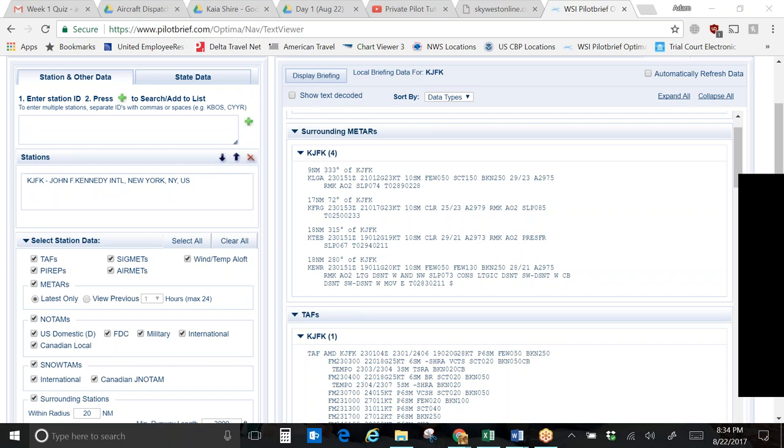So what's a nautical mile versus a regular mile? 1.5. Is there a perfect gap on that? Yeah, about that. They're a direct conversion. Nautical and statute, yeah.